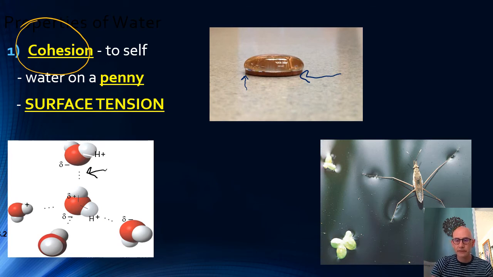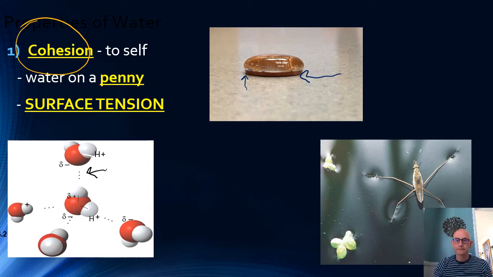Down here we see a water boatman on top of water, and it's not sinking because the tension of the water, the surface tension, is strong enough to support the weight of that water boatman. You cannot walk on water like this because you are heavier than a tiny insect. But that allows it to skim across because of that surface tension, which is caused by those water molecules being attracted to one another.